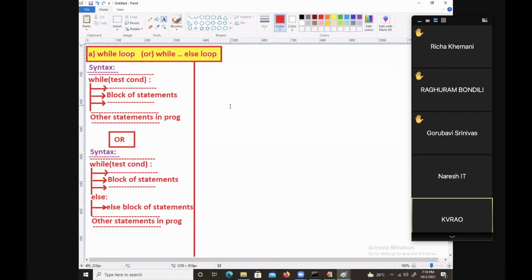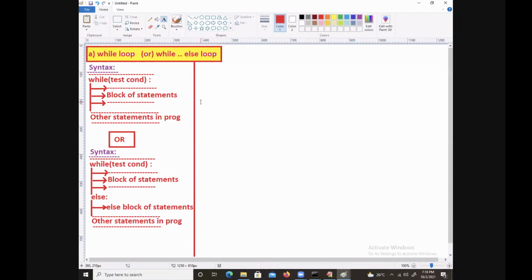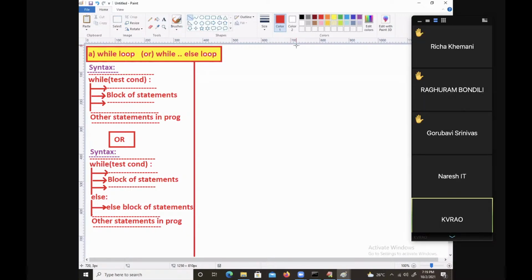Now I will go for the flowchart. I will write it. Yes, ma, I am coming to the flowchart only. See, the flowchart also I will write. For the flowchart, just for explanation purposes, I will keep one small diagram. So here I am writing the flowchart. Yes, look at the flowchart I am writing, ma.